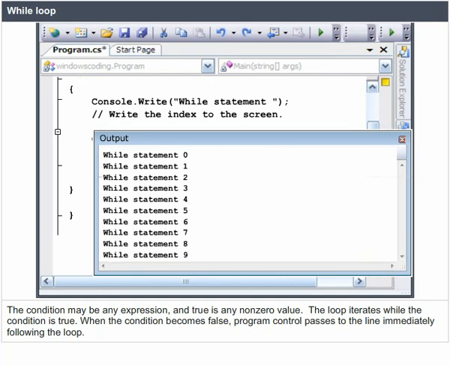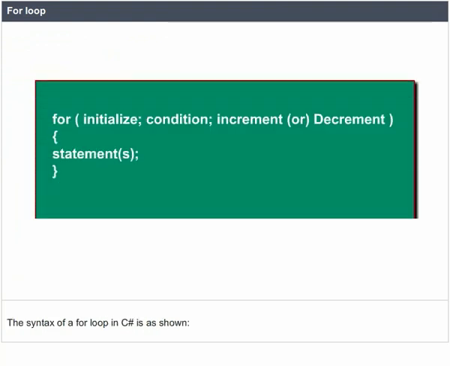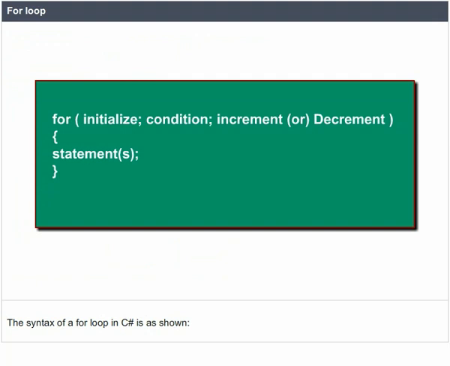For loop. A for loop is a repetition control structure that allows you to efficiently write a loop that needs to execute a specific number of times. The syntax of a for loop in C# is as shown.